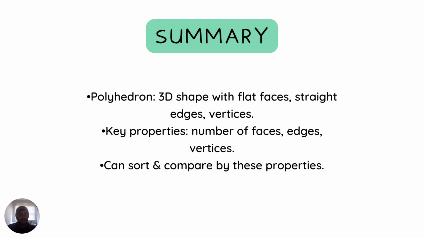So, the summary of the content that I followed. A polyhedron is a 3D shape with flat faces, straight edges, and vertices. The key properties are what is important for you to know and understand. We have the number of faces, the edges, and the vertices. And also, these can be compared and sorted by these properties, like we did in this quick activity.